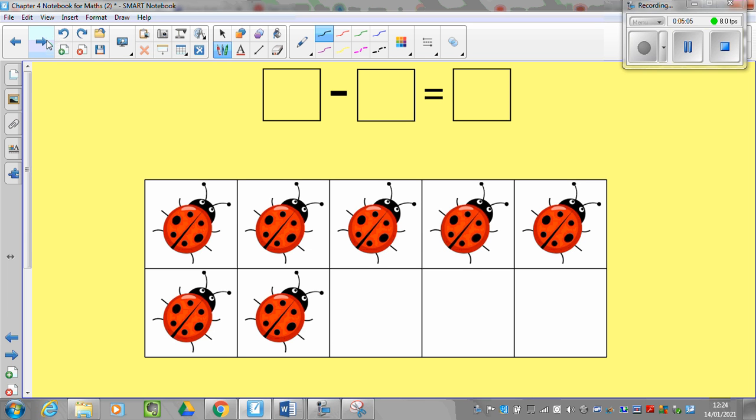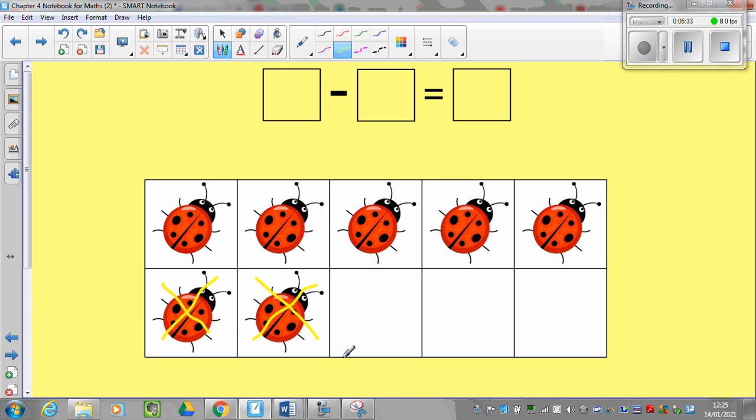Okay, so I am now going to put my problem onto a 10 frame. So I've put all of my ladybirds into my 10 frame. If I want to make this a bit trickier for myself, I could represent the ladybirds using a counter, but for today I'm just going to use a ladybird instead of representing it. So I've got 7 ladybirds to begin with, and then I am going to make 2 of them fly away. So this one's going to fly away, and this one is going to fly away.